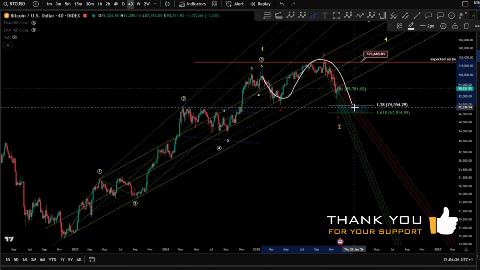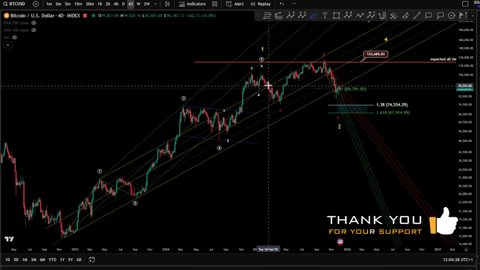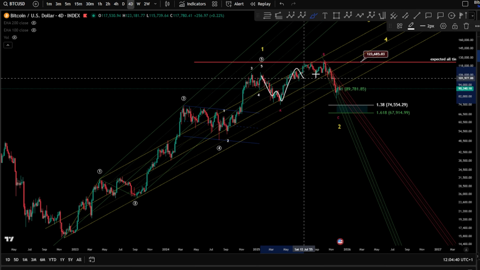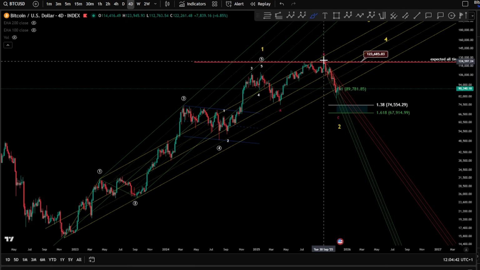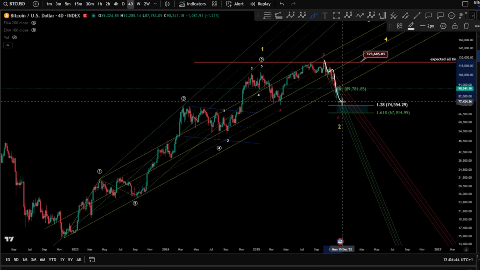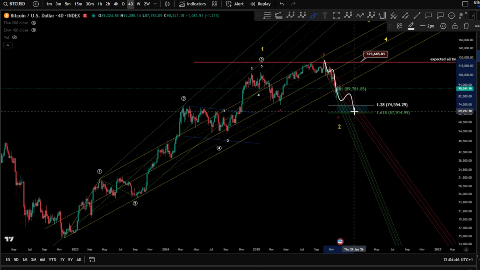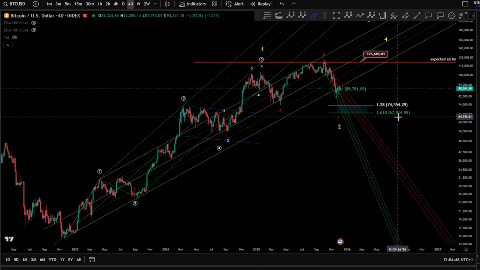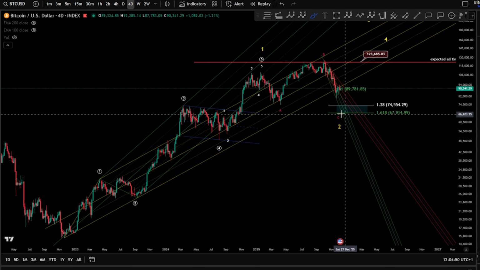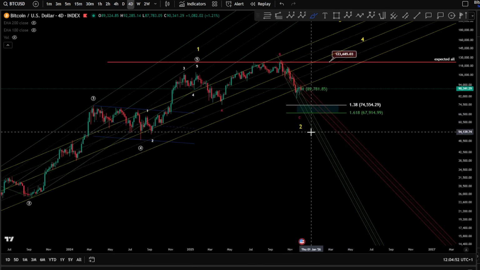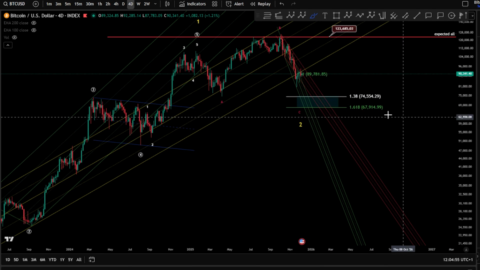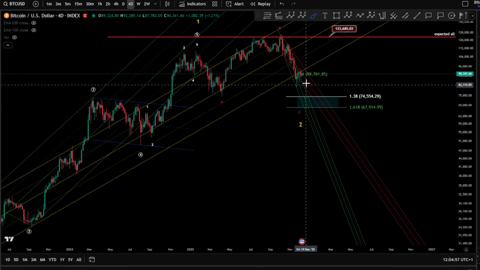We are currently in an ABC expanding flat for a wave 2, as 3 waves A, 3 waves B, and we're looking for a wave C as a 1, 2, 3 unfinished, and we're looking for a 4 and a 5 to hit the 1.618 around the 68K here, which is of course a target for a wave C, the most common target for a wave C in an expanding flat.